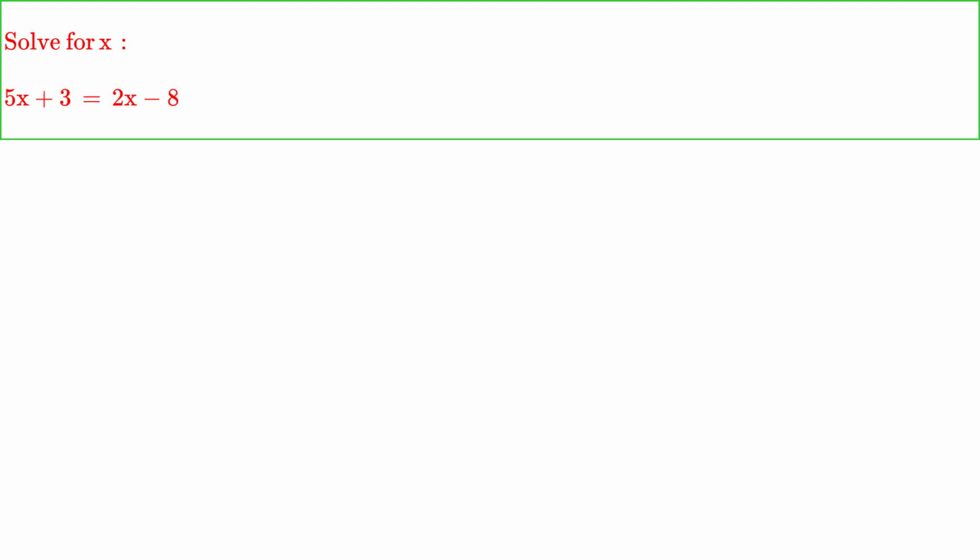Solve for x: the quantity 5 times x plus 3, minus 2 times x minus 8, set equal to 0. Set the equation to equal 0 to solve for x.